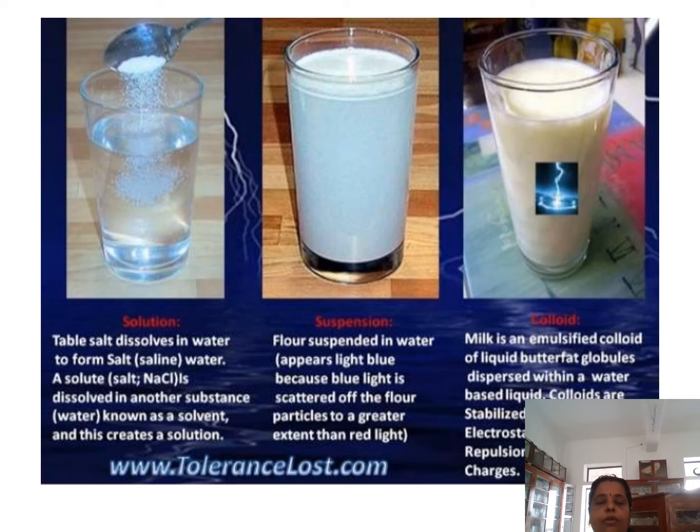It appears light blue because blue light is carried off the flour particles to a greater extent than red light. The third one is milk, which forms an emulsion. So in a suspension or emulsion, the particle size is much larger than in a true solution. But when you look at the colloidal particle, the size is smaller than the suspension. Milk is an example given.